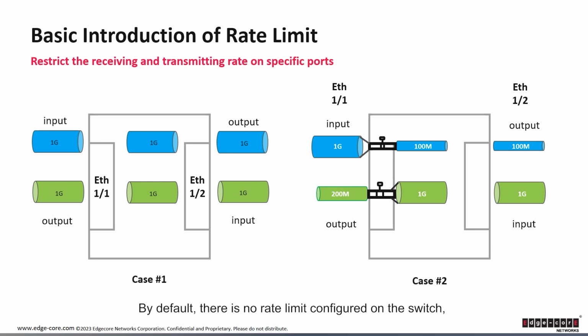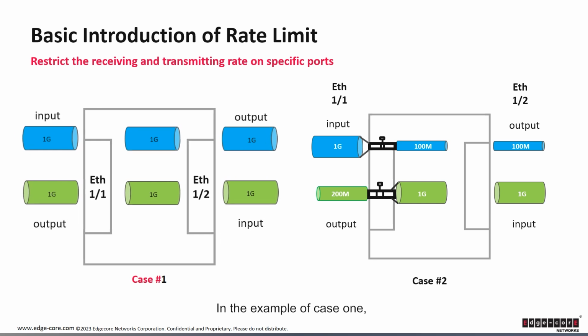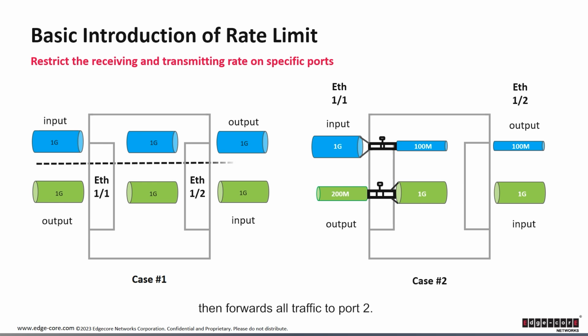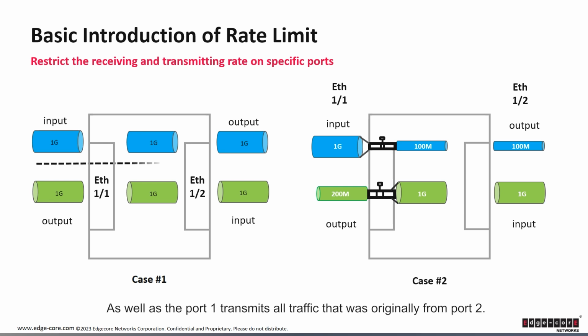By default, there is no rate limit configured on the switch. The switch will receive and transmit the traffic based on its maximum capability. In the example of case 1, port 1 receives 1G traffic and doesn't limit how much traffic is received, then forwards all traffic to port 2. As well, port 1 transmits all traffic that was originally from port 2.